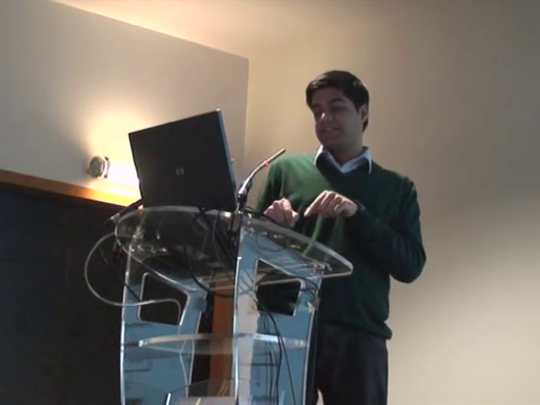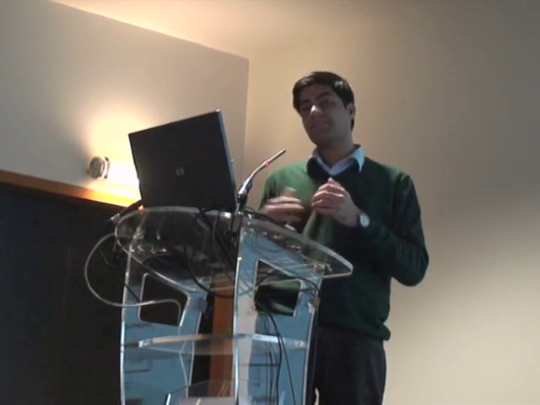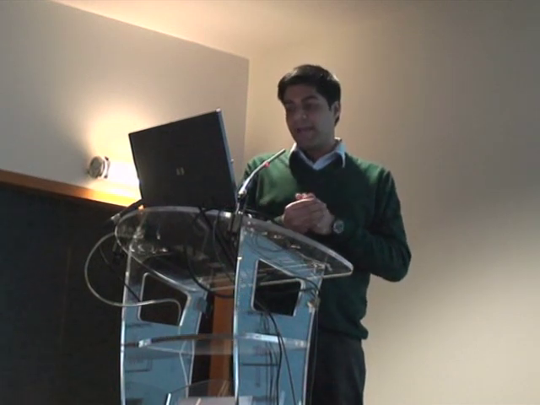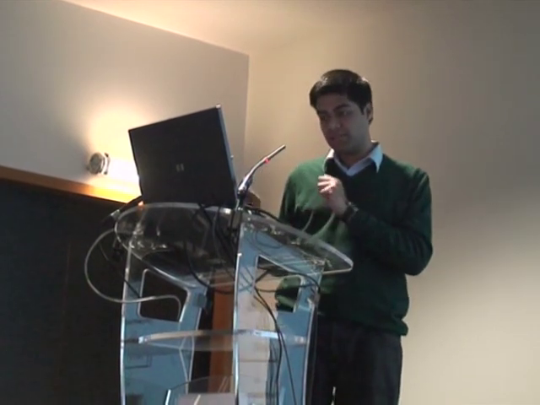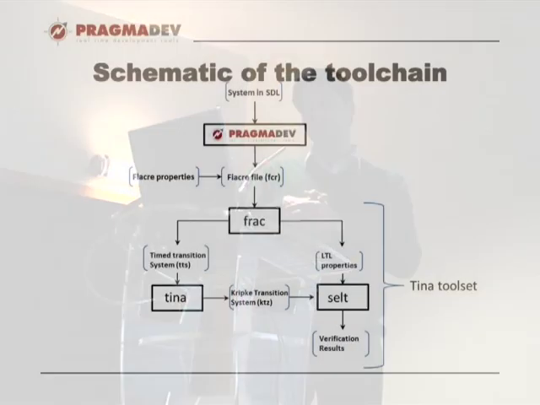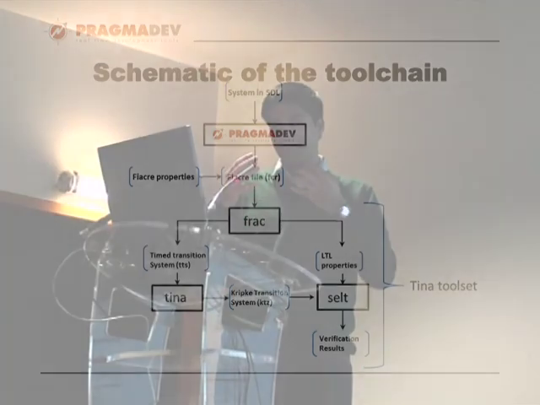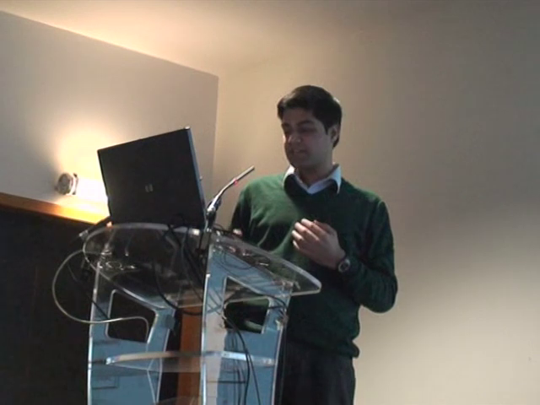Now, in the TINA toolset, there's a tool called TINA, which takes as input the TTS, the time transition system, and converts it into a Kripke transition system, which is very basic in terms of model checking. So we have a basic abstraction of a Kripke transition system, and we have LTL properties. Those are given as input to SELT. SELT is a state-event LTL model checker, which takes in the Kripke transition system and LTL properties, and gives us the verification results. This is very basic, low-level, simple model checking in terms of the formats and the methodologies used.